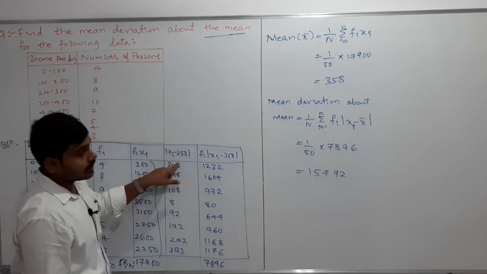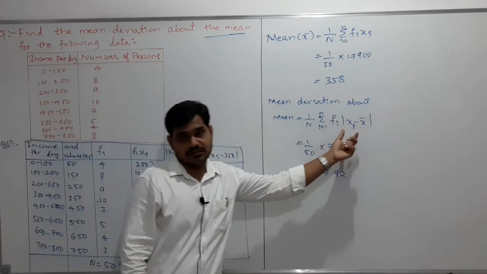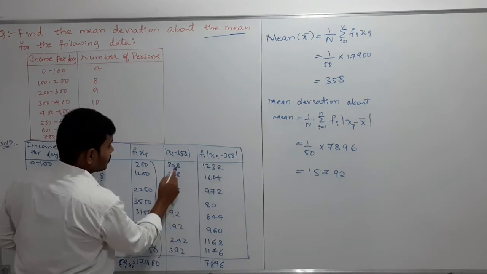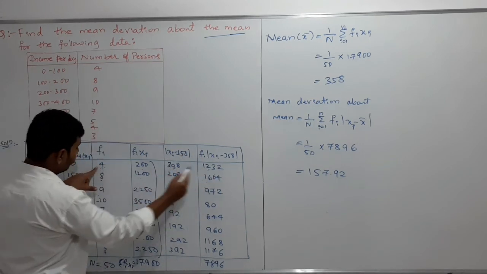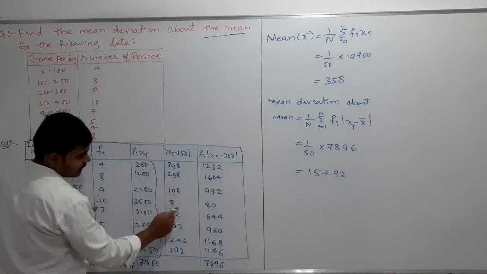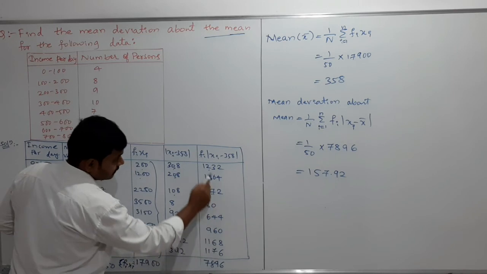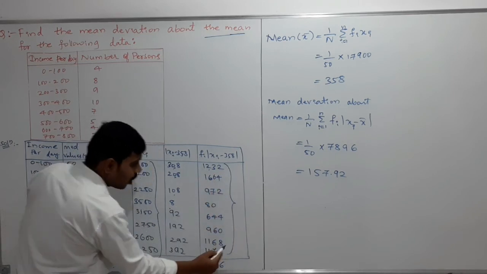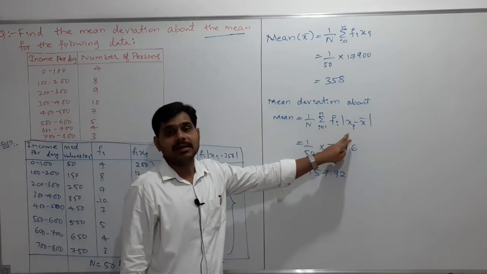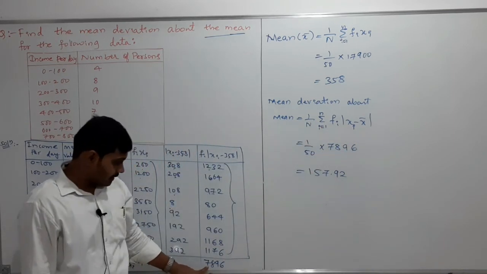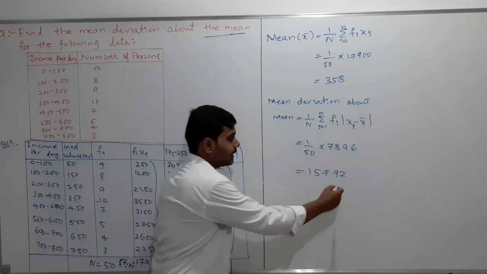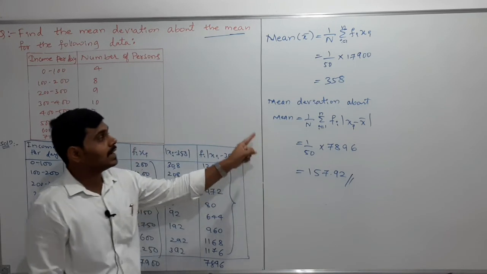But in the formula you also require fi into this value. So multiply this value with fi: 4 into this value, 8 into this value, 9 into this value, 10 into this value, multiply like this, and you will get these values. Again if you add all these values, you will get the summation of fi into modulus of xi minus x bar. That value is 7896. So 7896 into 1 by 50, simplify this one, and you will get the answer for the mean deviation about the mean.